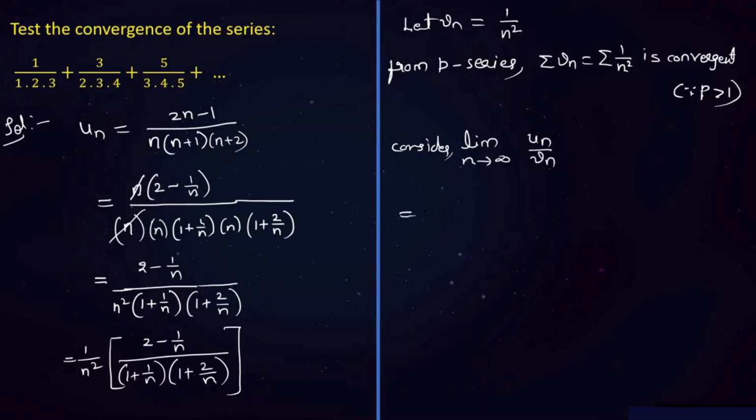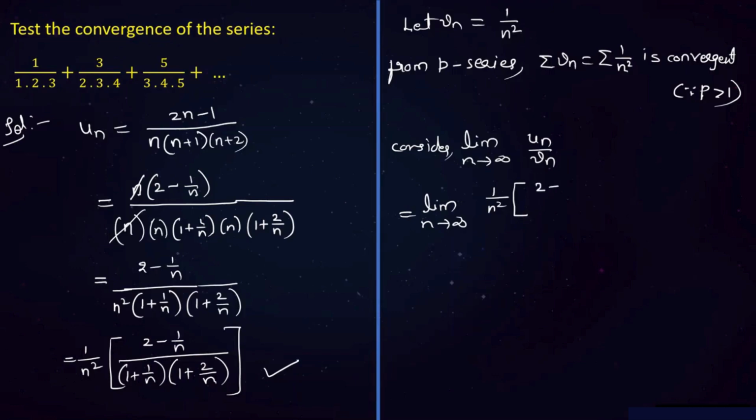Let us see how much it is. Limit n tends to infinity. Let me write what is un. I'm just writing all these things here. You see what you have there, 1 by n square multiplied by, I'm just writing, this is un, right? After taking all kinds of common factors and after simplification, I'm just writing that.